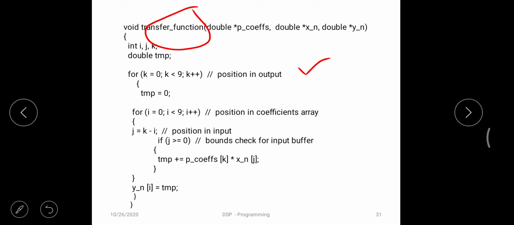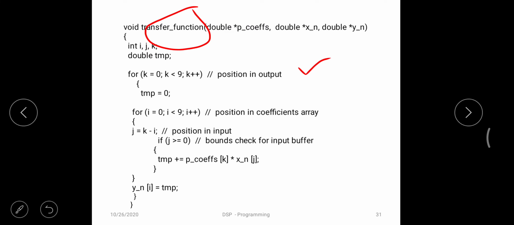Okay, I am checking the position of input, that is j is equal to k minus i. Just take k is equal to 0 and i is equal to 0 initially, then j will become 0. Just enter into the if condition. If j is greater than or equal to 0, yeah, the condition is true, then enter into the loop.